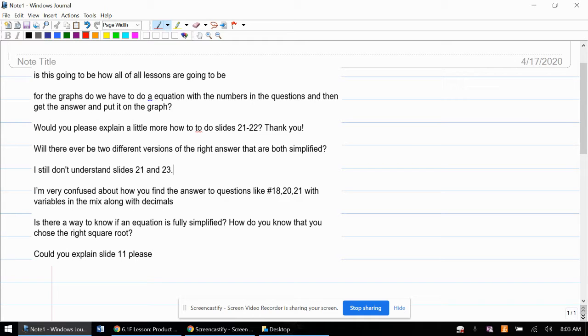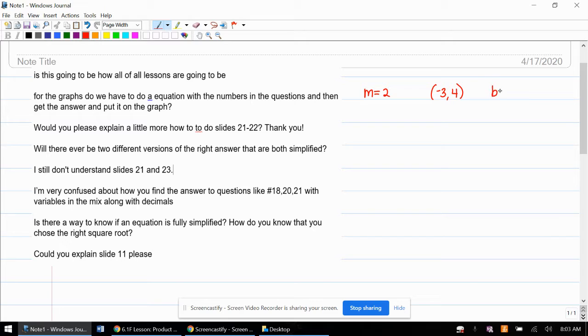Next question came in from Math B Essentials. For the graphs, do we have to do an equation with the numbers in the question and then get the answer, input it on the graph? And the answer is yes. So I'll just come up with a sample problem to illustrate this. Let's say that we had a slope of 2 and we had a point of (-3, 4).